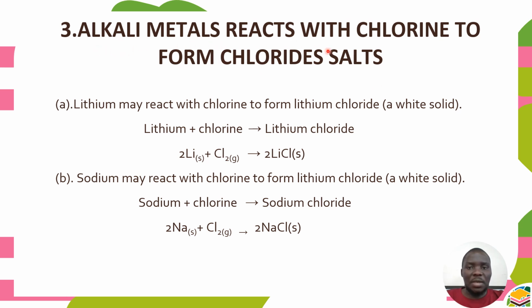Alkali metals react with chlorine to form chlorides, which are salts. So lithium reacts with chlorine to form lithium chloride, which is a white solid. The equation is this one: we have lithium and chlorine here to form lithium chloride. The same applies to sodium. We have sodium reacting with chlorine to produce sodium chloride, which is still a white solid.